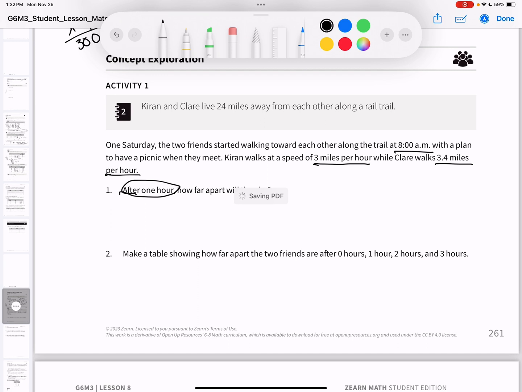Well, you have them walking a distance, right? So Kieran walks 3 miles per hour, and it asks us for 1 hour. How far apart are they? Claire walks 3.4 miles, right? So if we add those together, that gets us 6.4 miles total that both of them together have walked.